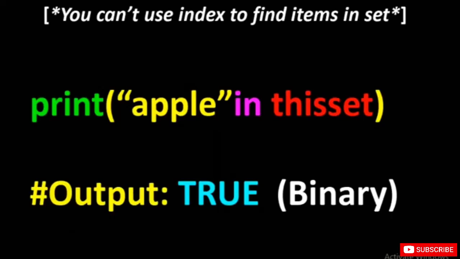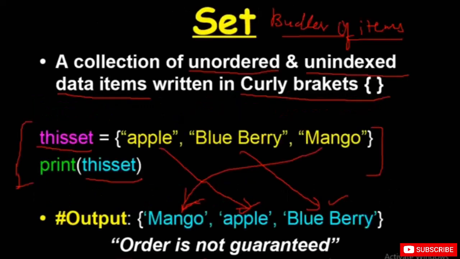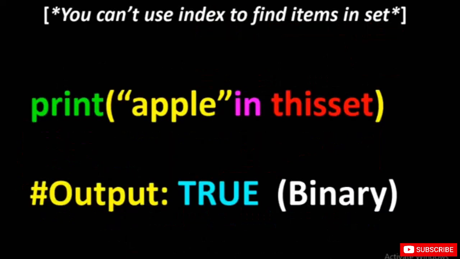You can't use an index to find an item in the set. If the position itself is not defined, how can we call it with that? That's pretty much obvious, right?